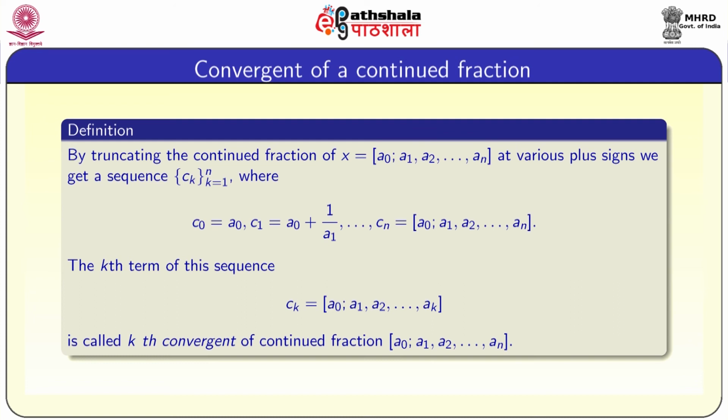Convergent of a continued fraction. By truncating the continued fraction of x equal to [a0; a1, a2, and so on up to an] at various plus signs, we get a sequence Ck, where c0 is equal to a0, c1 is equal to a0 plus 1 by a1, and so on, and cn is equal to [a0; a1, a2, up to an]. The kth term of the sequence, that is Ck, equal to [a0; a1, a2, and so on up to ak], is called the kth convergent of the continued fraction [a0; a1, a2, up to an].